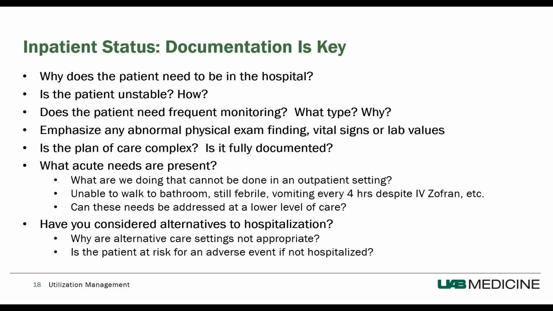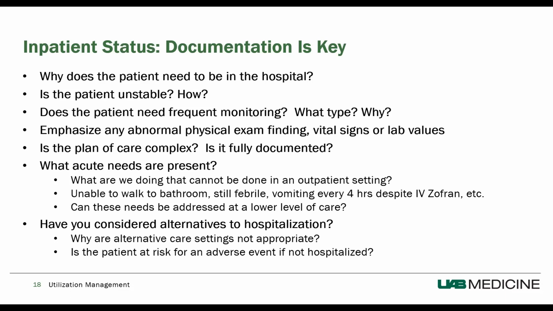Any abnormal physical findings, please emphasize those, the vital signs or lab values. If there is a complex plan of care, is that fully documented? What acute needs do we have? Are we doing something that cannot be done in an outpatient setting? Is the patient still unable to walk to the bathroom? Are they still febrile? They're vomiting every 4 hours despite IV Zofran. Those are the kind of details that support an inpatient admission.